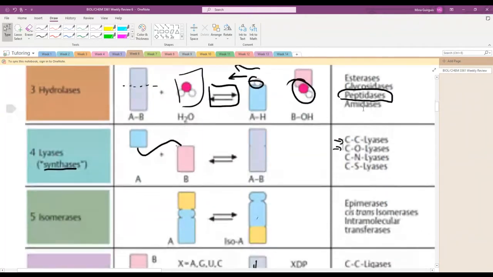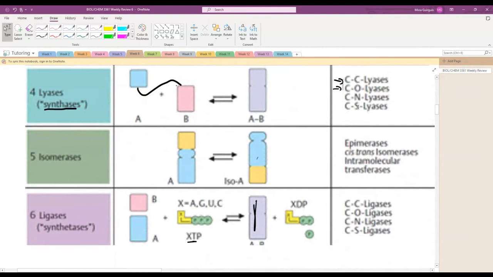Okay. The fifth class is isomerases. So isomerases are, I think we all generally understand the idea of isomers: two molecules that have the same chemical formula.